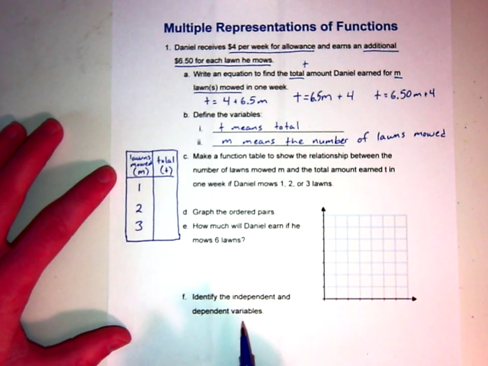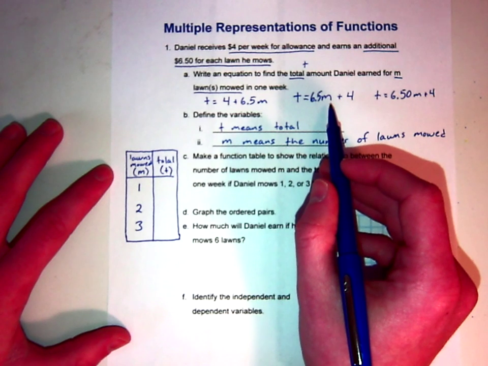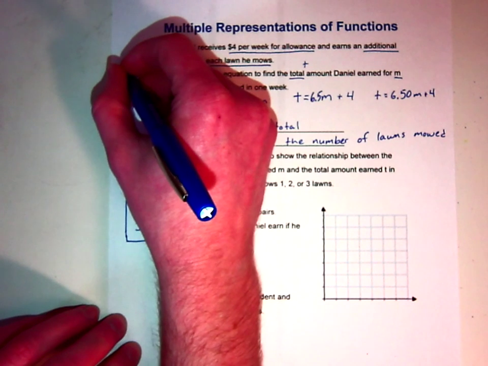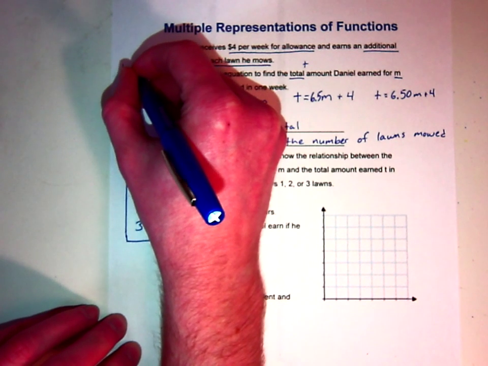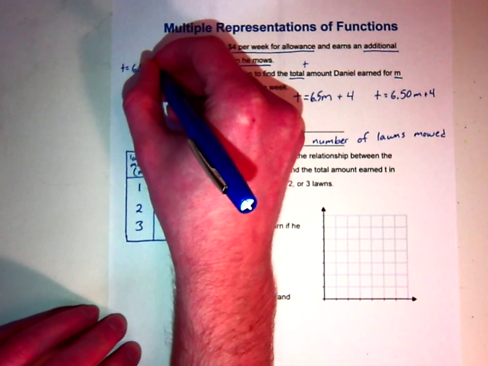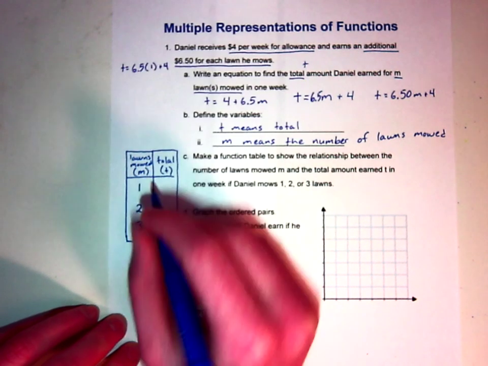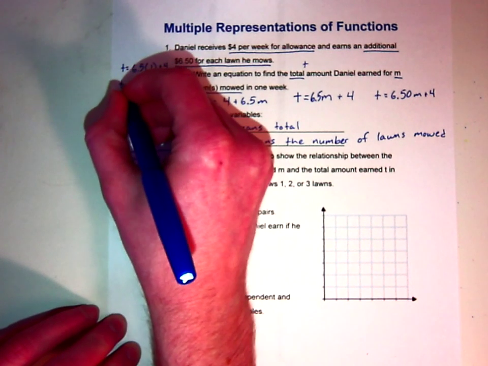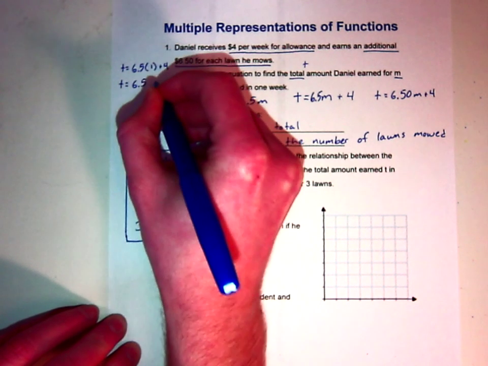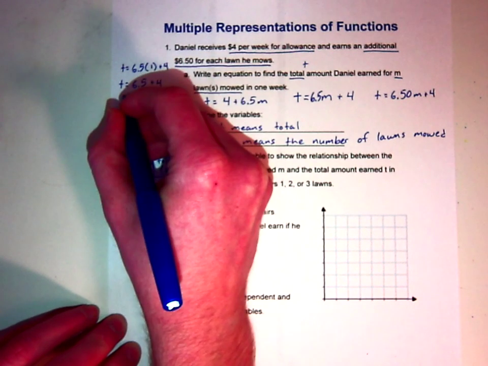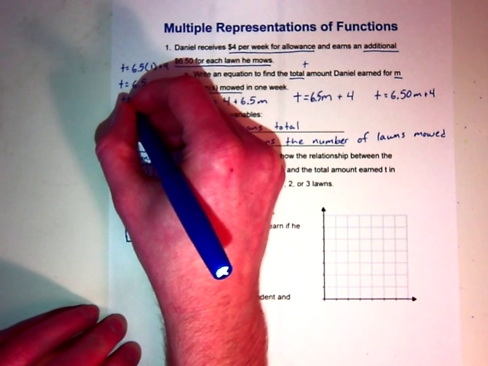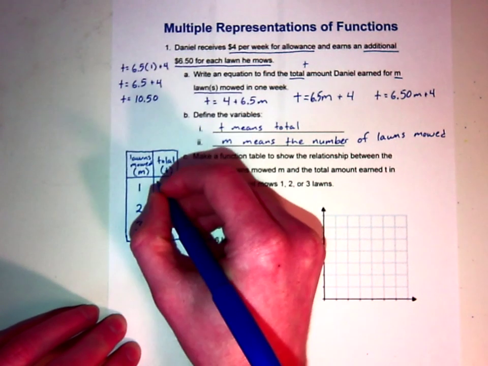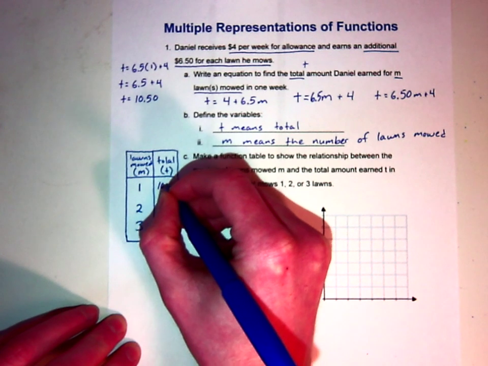Well, if we have our function, all we have to do is plug in our values. So let's do the first one. T equals 6.5 if M equals 1, and it's adding 4. So we've plugged in our value. Well, 1 times 6.5 is 6.5. That's the identity property of multiplication. Add 4. So we get 10.5.